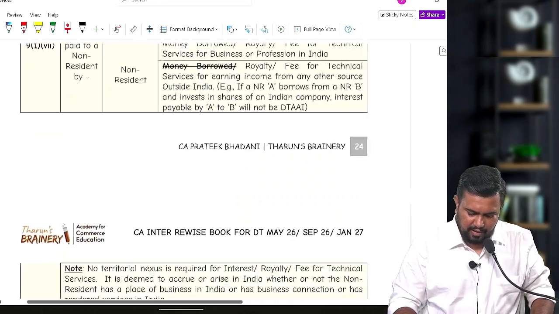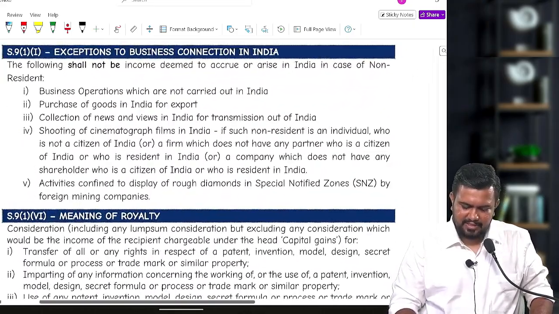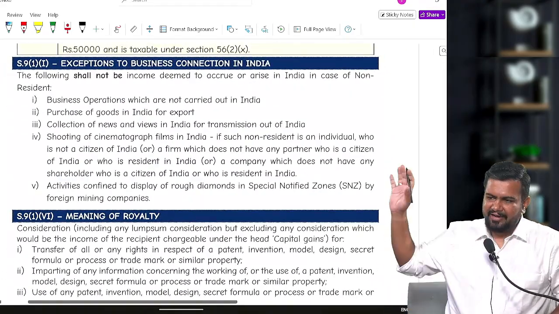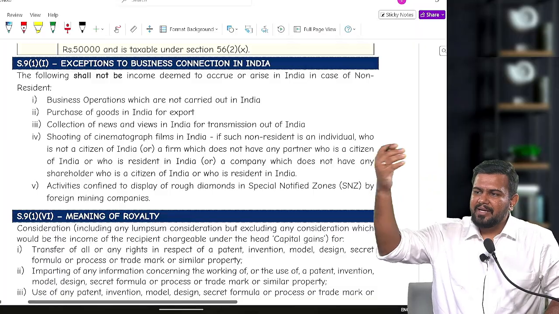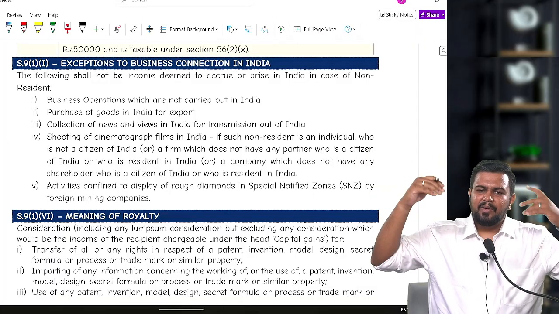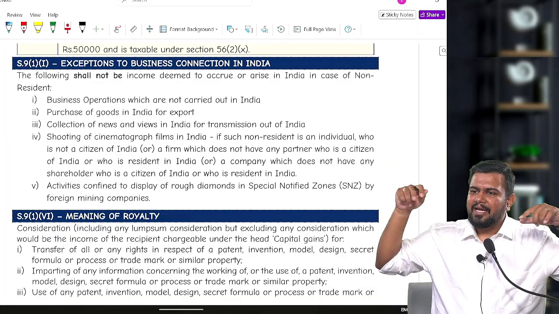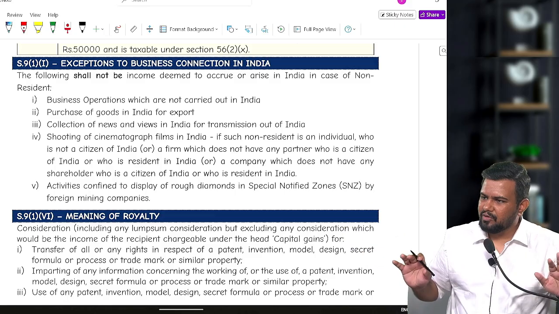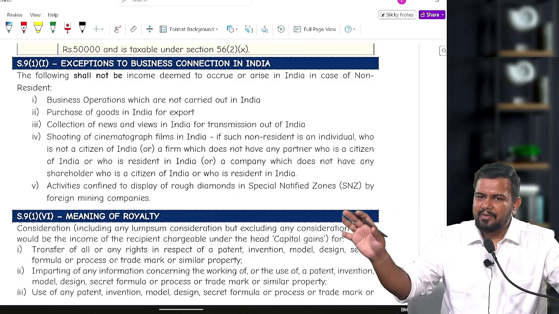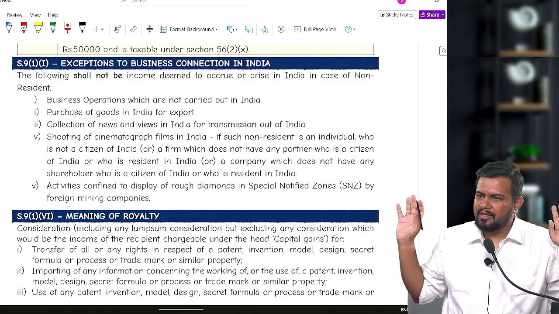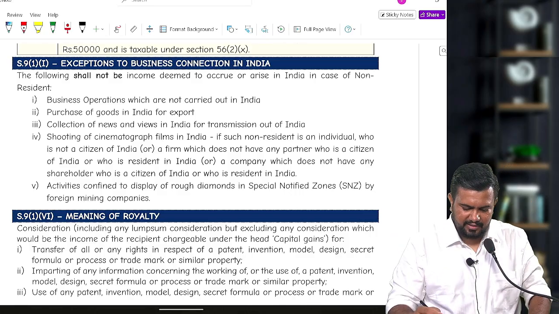Now, what are not considered as business connection? Let us see. So there are 5 cases where it will not be considered as business connection. Not business connection means what will happen? It means it will not be deemed to accrue or arise in India. Not deemed to accrue or arise in India means not Indian income. Okay. So what are the 5 cases?